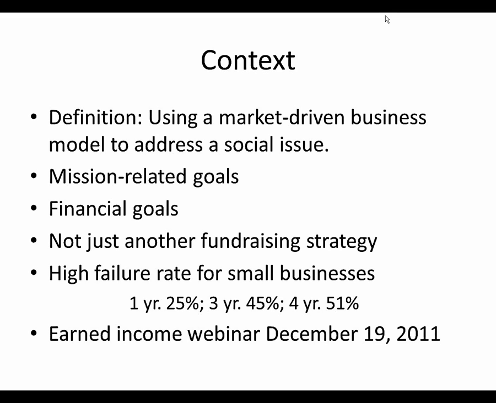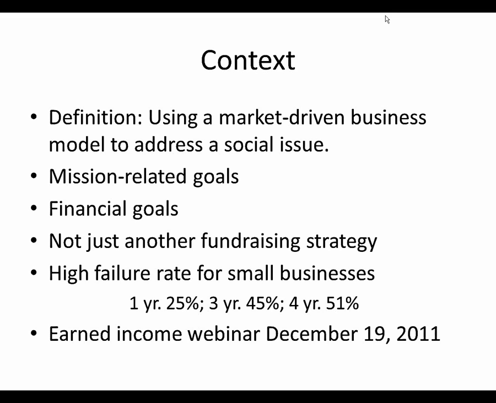This is not just another fundraising strategy. This is a different approach to serving the community through an enterprise. It is not necessarily just a way to make money. The nature of the service and how it serves the community is an important part of how you define and operate a social enterprise.